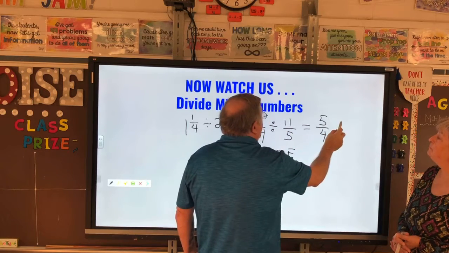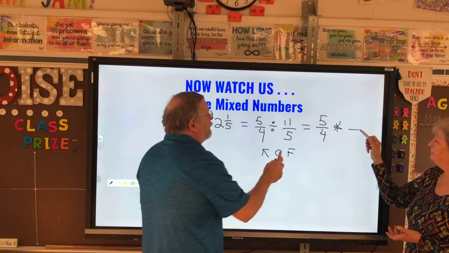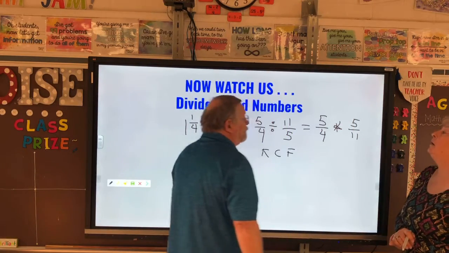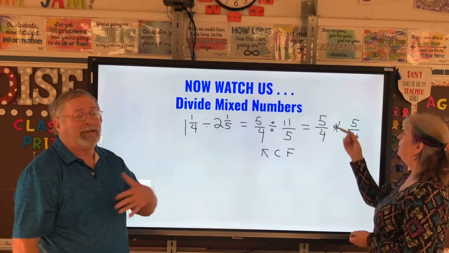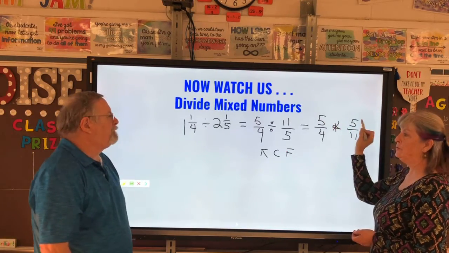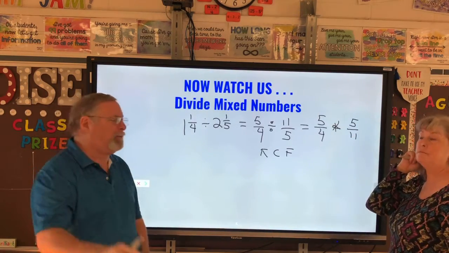We're going to change that to multiplication. That's a terrible multiplication symbol, but we don't care. There you go. And then this is going to be 5/11. So now see, if you had reduced earlier, you'd be in trouble now. You can't reduce sideways, it has to be something from the top, something from the bottom.